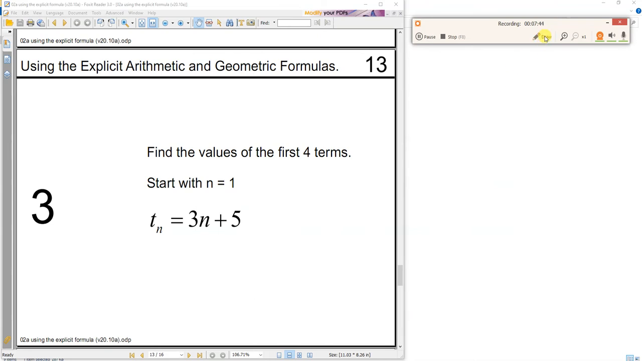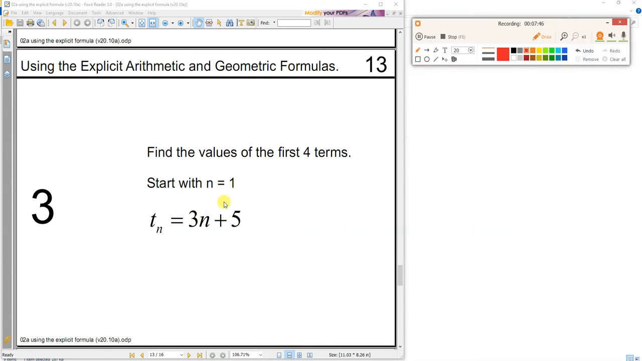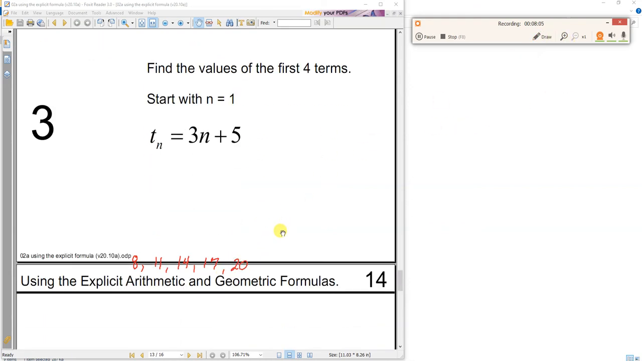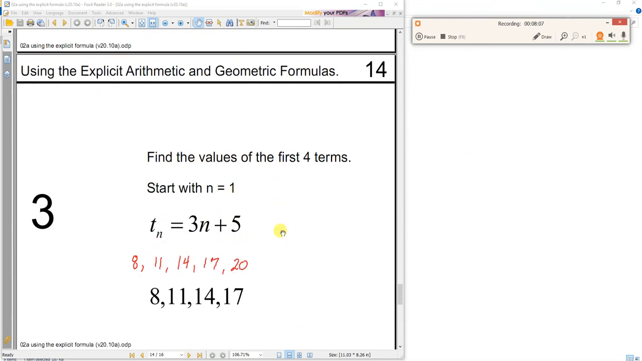All right, let's find the first 4 terms of this. Plugging in a 1, 3 plus 5 is 8. Plugging in a 2, 3 times 2 is 6, plus 5 is 11. What's going on? It's going plus 3, plus 3, plus 3, plus 3. 8, 11, 14, 17.